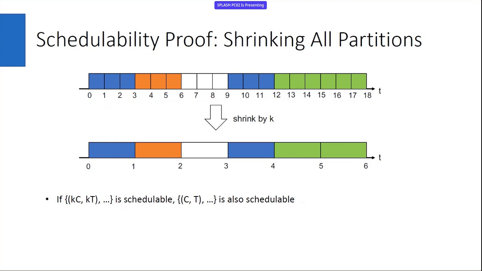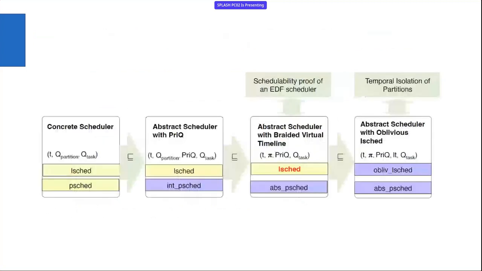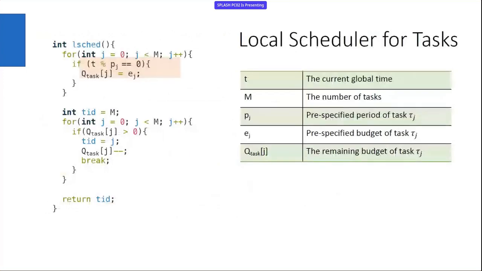So this is how the schedulability proof was actually done. And let me briefly comment on how we actually verify the temporal isolation.